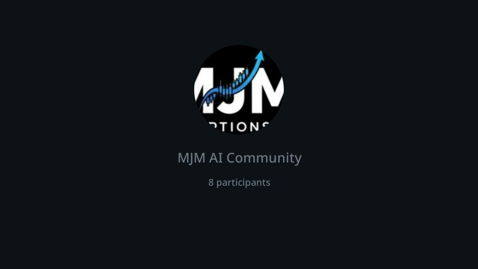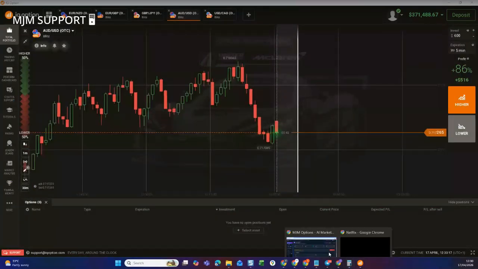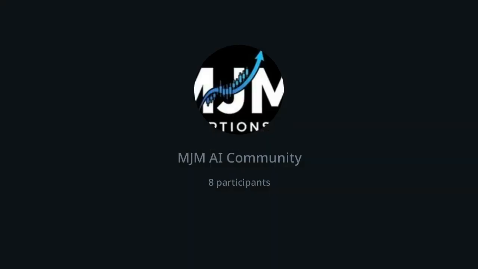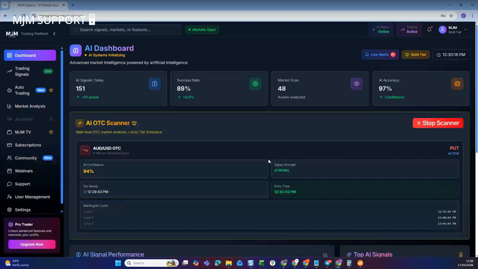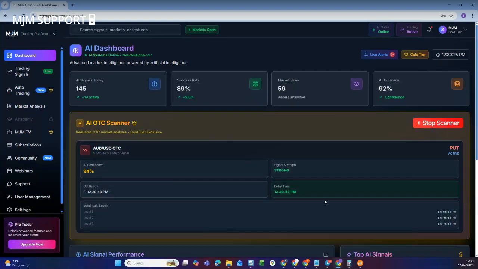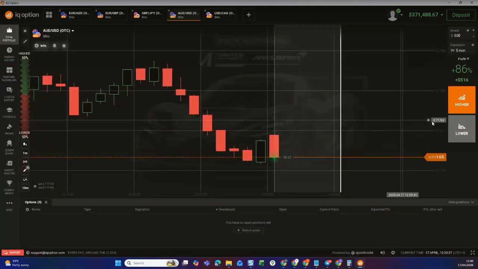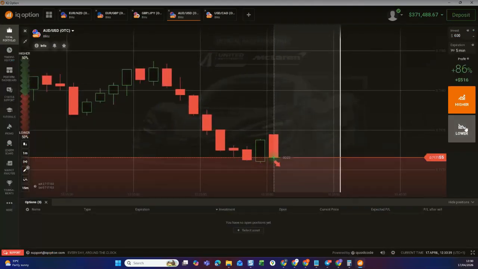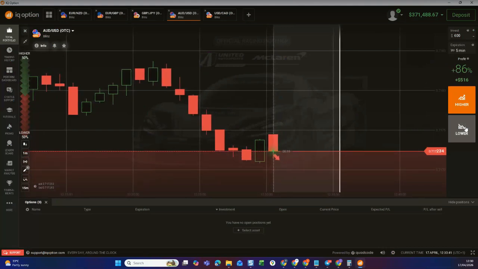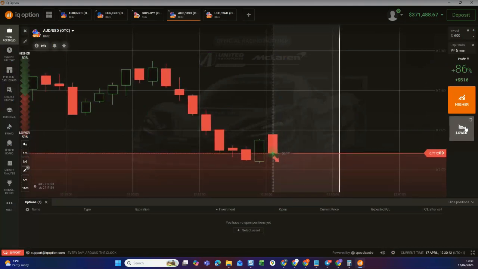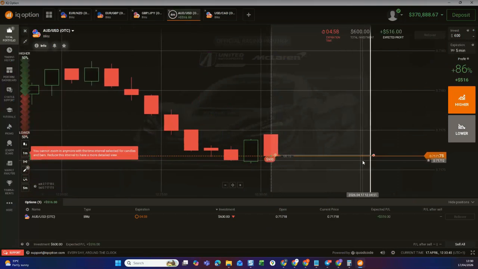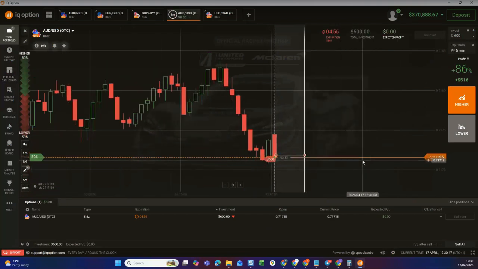The next thing we're doing is direction. What direction are we going? It's a put. Put means sell. So entry time of the put is 12:30:43. So we have about 10 seconds to go. 33, 34, 35, 36, 37, 38, 39, 40, 41, 42. So sell now, guys. So we are on AUDUSD right now.